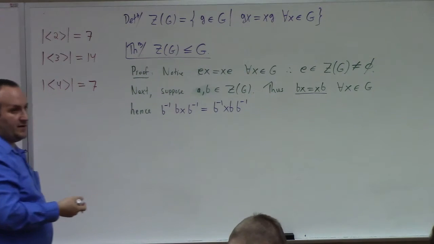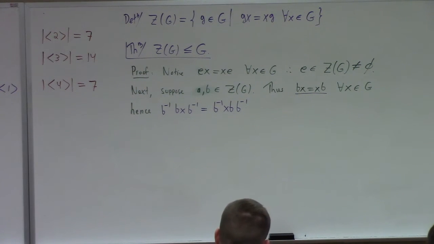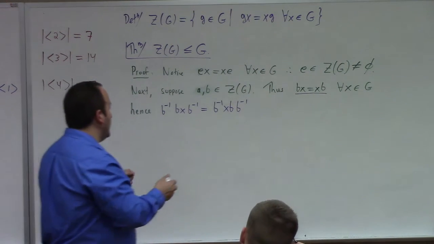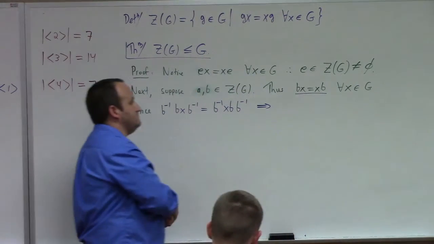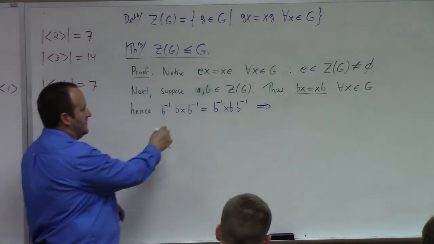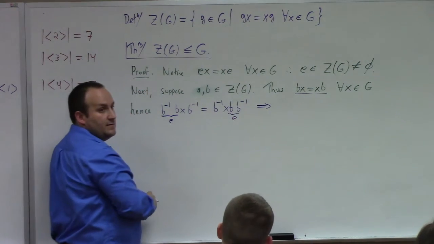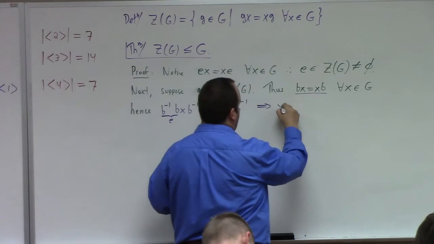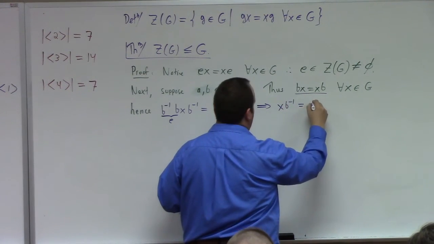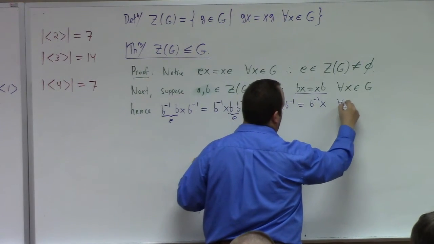Of course, I'm using associativity here, right? Technically, I'm using an amped up version of associativity. We could spend several days proving it carefully. You'll forgive me if I don't require you to learn that just yet or ever. And this implies what? See what happens? These are the identity, right? This is the identity. And so this simplifies to what? X B inverse is equal to B inverse X for all X in G.